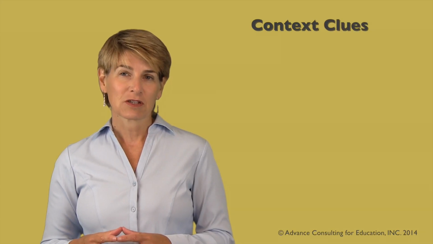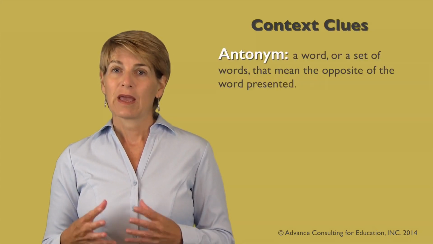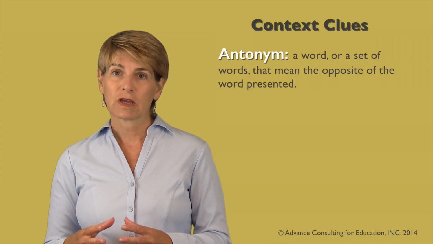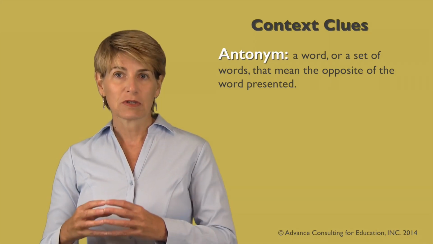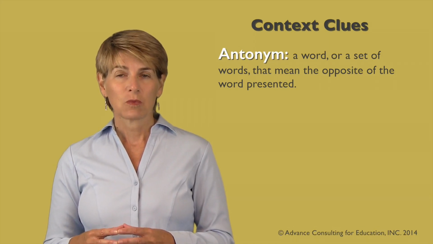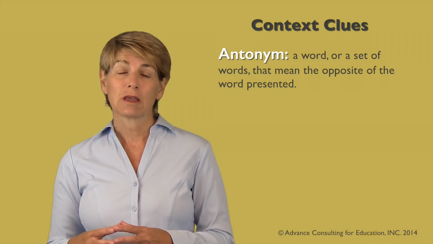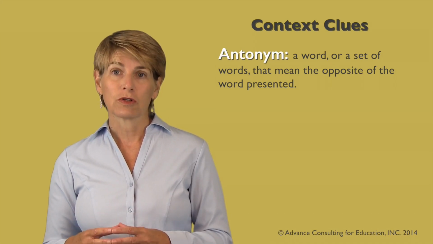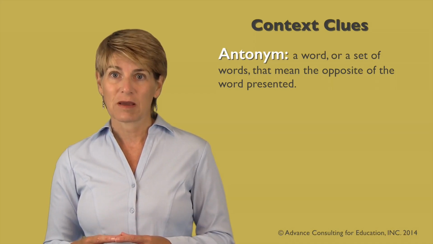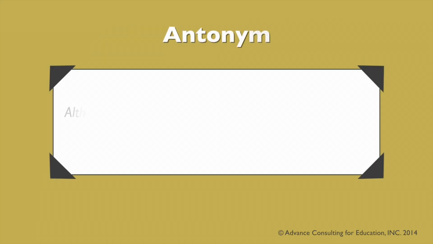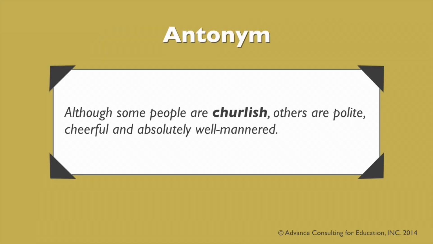The next type of context clue is an antonym. An antonym is a word or a set of words that means the opposite of the new word presented. And once again, an author can put these right in the sentence in which the new word is first presented. Here's an example. Although some people are churlish, others are polite, cheerful, and absolutely well-mannered.